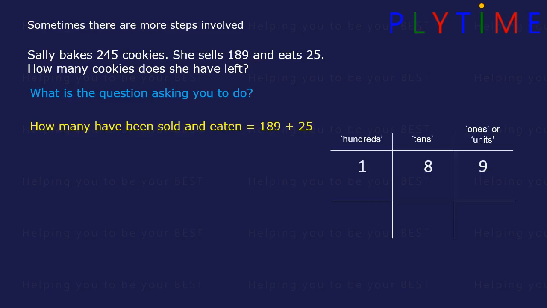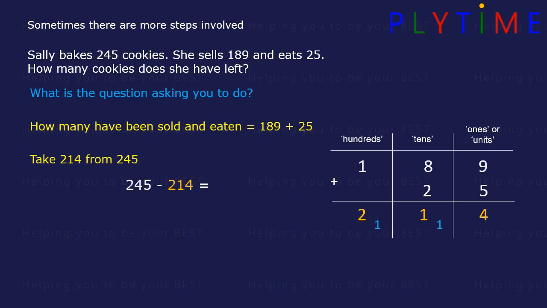189 plus 25. 9 plus 5 is 14, so we write the 4 and carry 1 forward. 8 plus 2 plus the 1 carried forward is 11. We write the 1 and carry 1 forward. And then 1 plus the 1 carried forward equals 2. So the total that have been sold and eaten are 214 cookies. Now we need to take this away from 245.